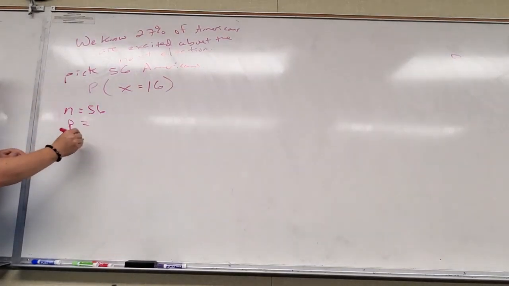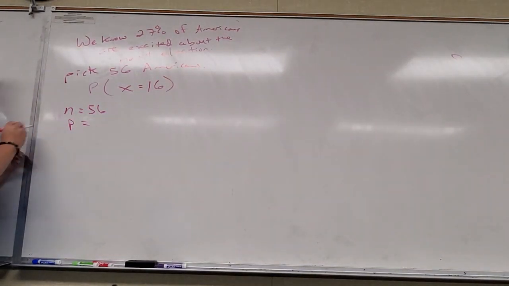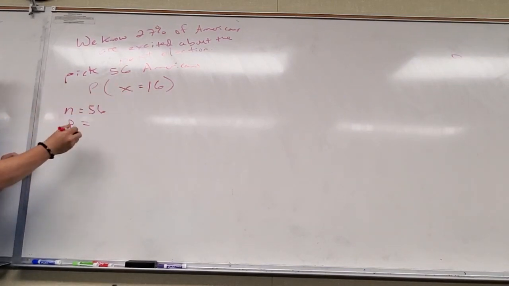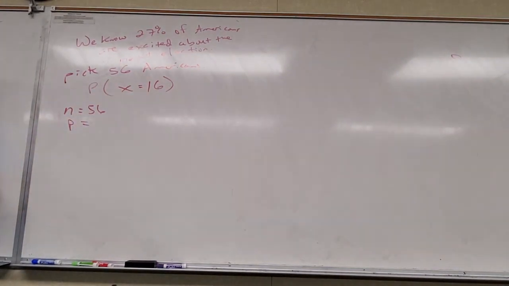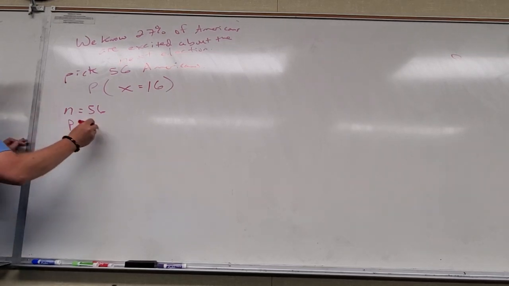Somebody else tell me what is P? No. That's X. It's 16 over 56. Right? No, definitely not. Okay, listen. 11% of Americans are left-handed, correct? If I choose 10 people, have I changed the percentage of people that are left-handed because I chose 10 people? No. What percentage of people up here are excited about the next election? 27%. That's P.